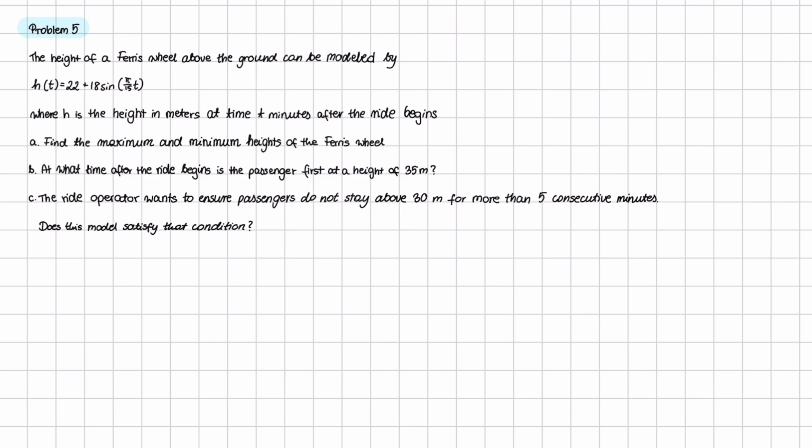Problem 5. The height of a Ferris wheel above the ground can be modeled by h equals 22 plus 18 sine of pi over 15 times t, where h is the height in meters at time t minutes after the ride begins. A. Find the maximum and minimum heights of the Ferris wheel.